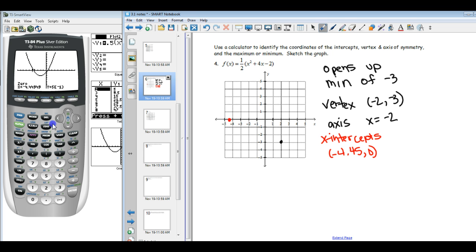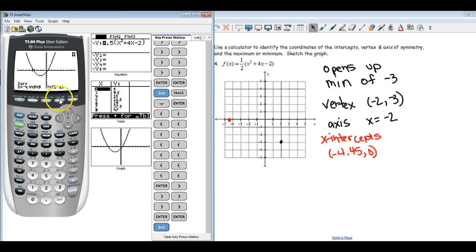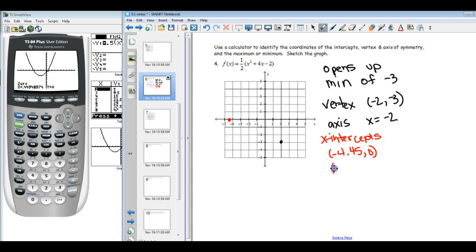Now let's find the other one. Second calc 0. Move the arrow key so that you're on the left side of the 0 that you're looking for. Press enter. Move to the right side, press enter, and then enter one more time. And the other x-intercept is +0.450.